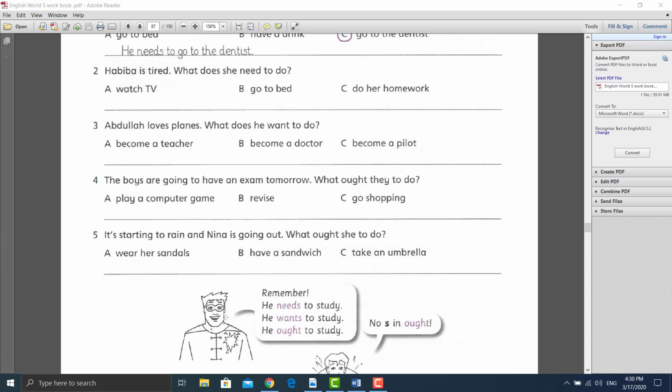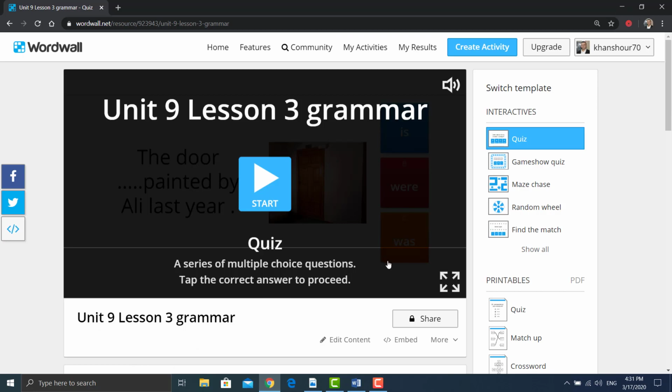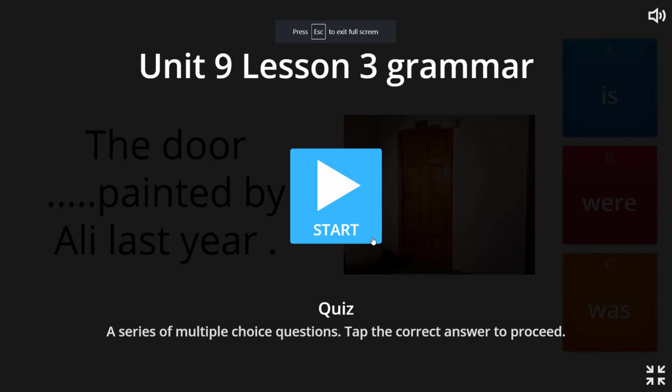Okay, and remember, ought to doesn't take S with he, she, it, or a singular noun. But with want and need, it takes S. He needs to study. He wants to study. But he ought to study. No S in ought. And now, time for word wall. Ready? Let's start.